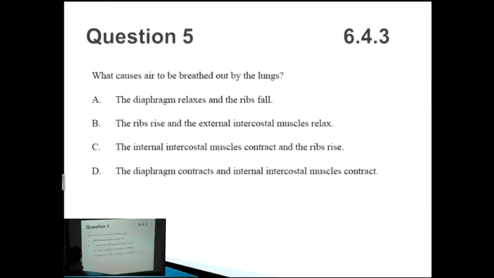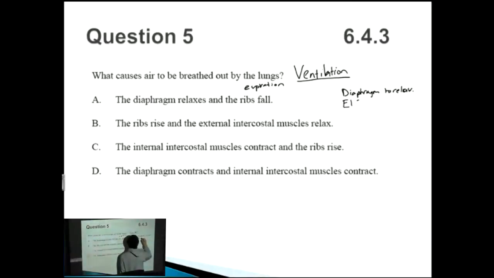Question number 5. What causes air to be breathed out by the lungs? Another ventilation question. So if there's something that you want to know really well about 6.4, it's definitely ventilation, okay? Many questions in the past about it. So, causes air to be breathed out by the lungs. So this is expiration. So what will we expect? We'd be expecting the diaphragm to relax. We're expecting the external intercostal muscles to relax as well. And we'd be expecting the internal intercostal muscles to contract.